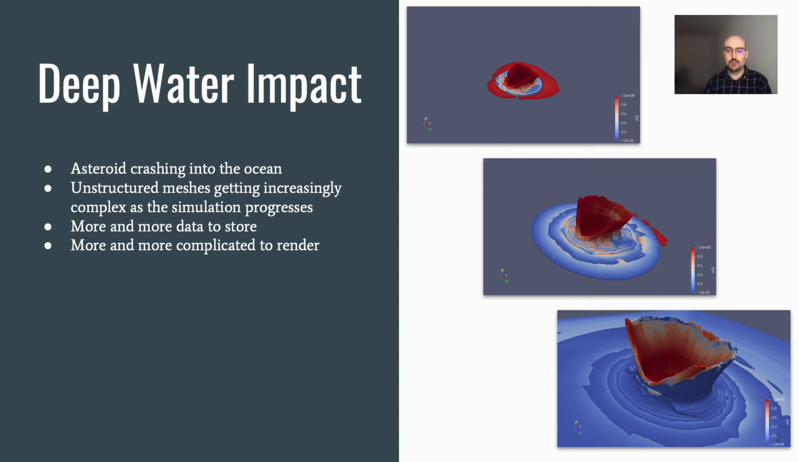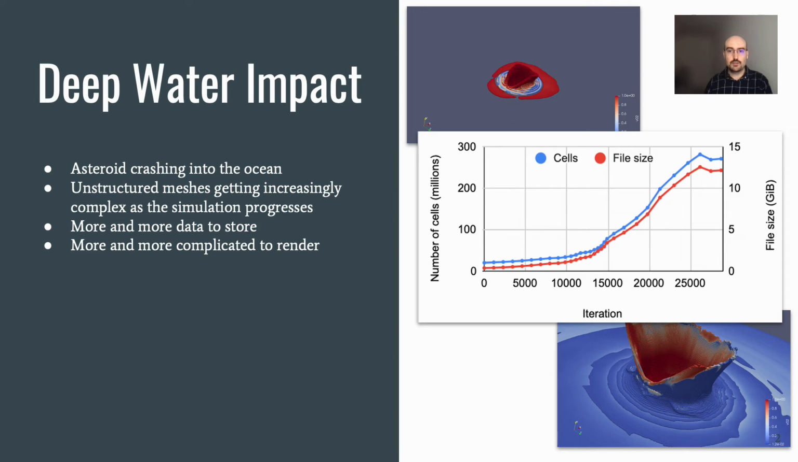So I would like to start this presentation with some pictures. What you can see here is a volume rendering of data from the Deepwater Impact simulation, which simulates an asteroid crashing into the ocean and making big waves. It is based on an unstructured mesh, and as you can see, this mesh gets increasingly complex as the simulation progresses. We can see that when we look at the number of cells in this mesh as time progresses, or equivalently, if we look at the file size, which grows from a couple hundred megabytes at the beginning to about 15 gigabytes at the end.